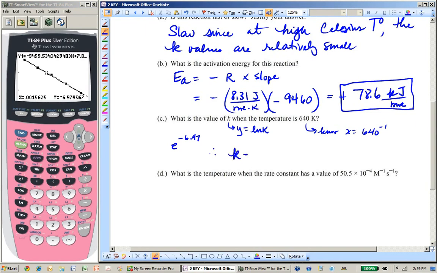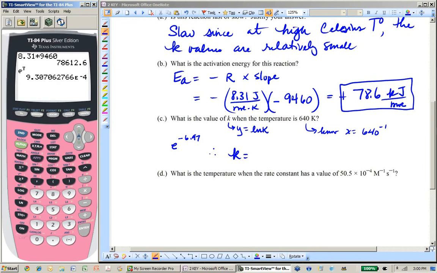Therefore K equals. So get out of this. Get my natural log inverse action going, which I didn't. I didn't hit the key hard enough. There we go. And Y, alpha 1. There we go. 9.31 times 10 to the minus 4.